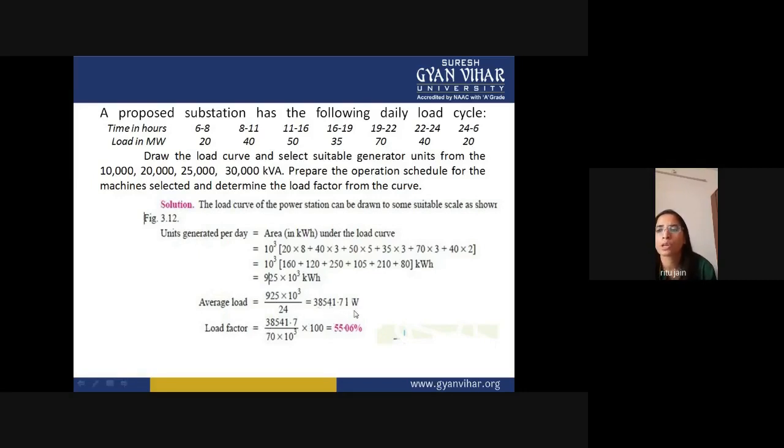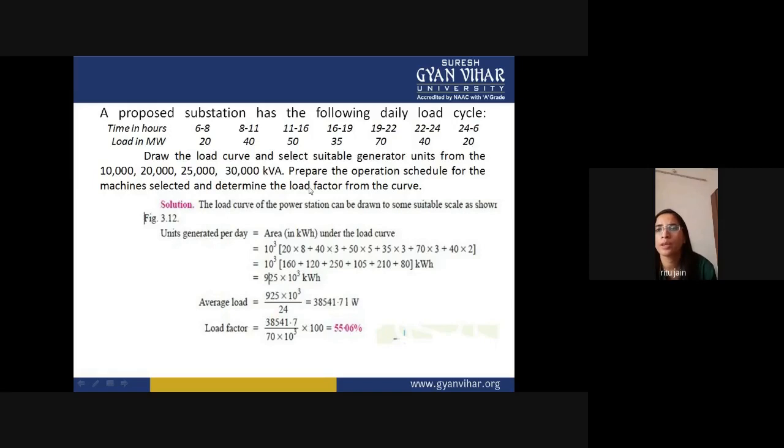So the average load of this substation is 38,541.71 kW, which is divided by your maximum demand, which is 70 megawatt. So you can easily calculate the load factor, which is 55.06%.